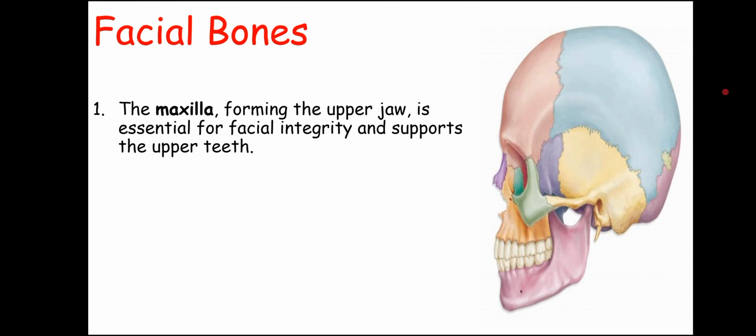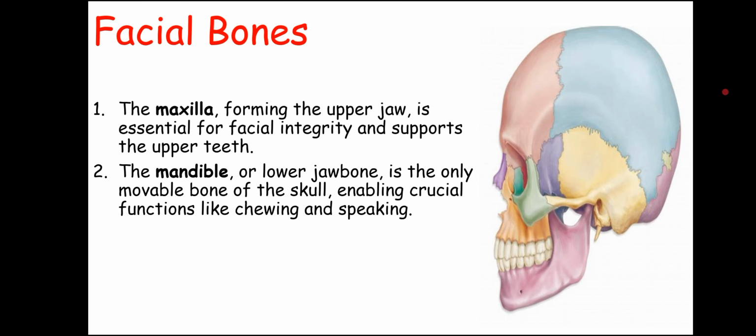Now let's talk about the facial bones. In facial bones we have maxilla. The orange color bone in the diagram is the maxilla. It forms the upper jaw and is essential for facial integrity and supports the upper teeth.